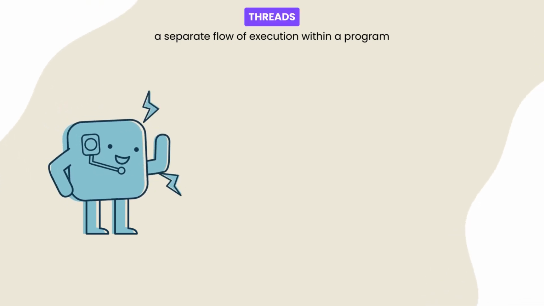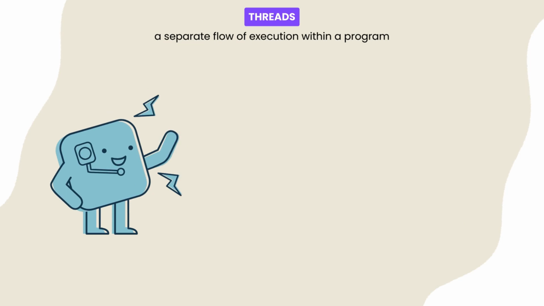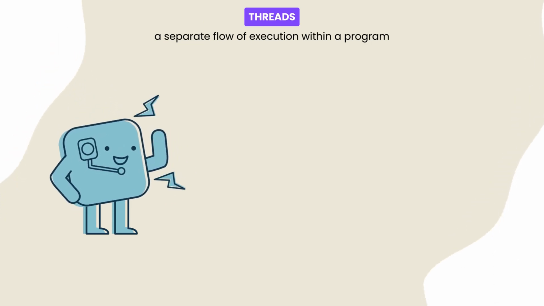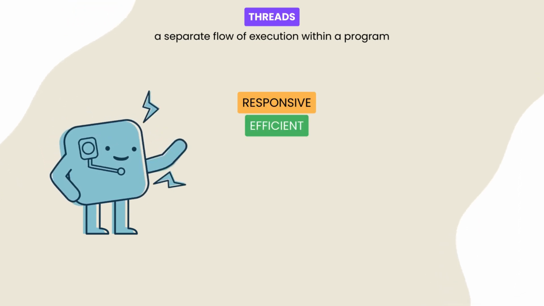What exactly are threads in Java? In Java, a thread is like a separate flow of execution within a program. It allows different parts of your program to execute concurrently, making your applications more responsive and efficient.